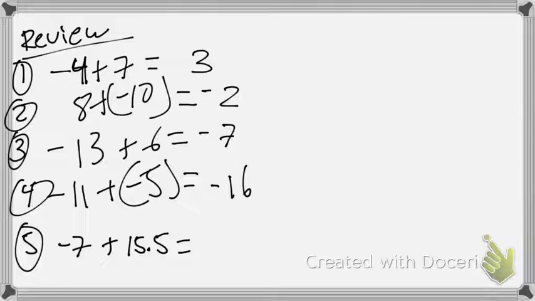Alright, last one, number 5. I threw in a little decimal here, but it's the same concept. You do the bigger one, since there are different signs, right? You've got a positive and negative. You do 15.5, take away 7. Just like, remember, 15.5 is like $15.50. So $15.50 take away $7. It's just like 15 take away 7 is 8, but you still have that 0.5, so 8.5. And it's positive since the bigger one was positive.